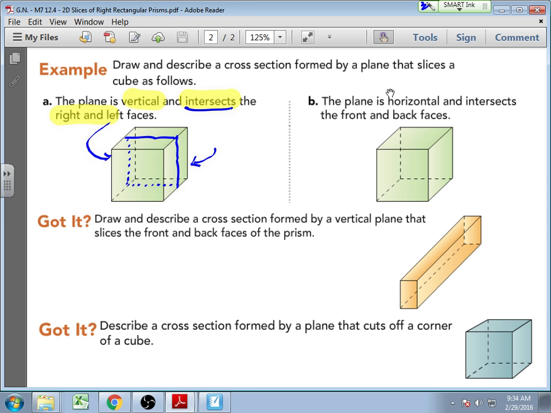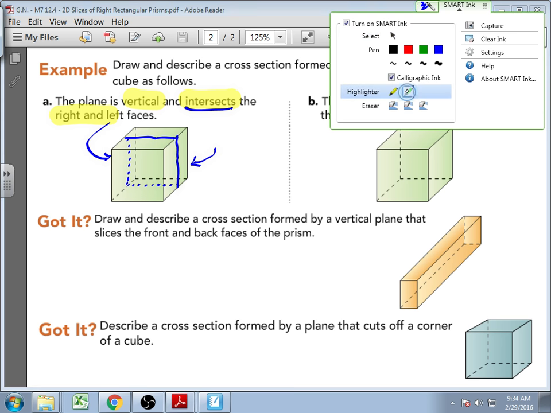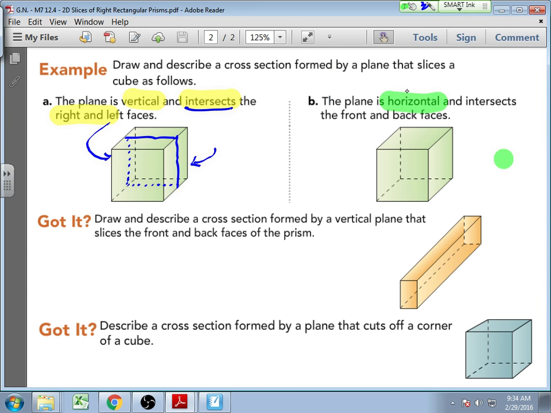So now we have to go horizontal. And horizontal, I only have one option. So the fact that it says intersects the front and back faces, will my horizontal slice intersect the left and right faces? Yeah. Will it intersect the top and bottom? No. It's horizontal. How could it intersect the top and bottom if it runs parallel to them? So this would be my slice. But remember, we have to dash whatever I can't actually see.